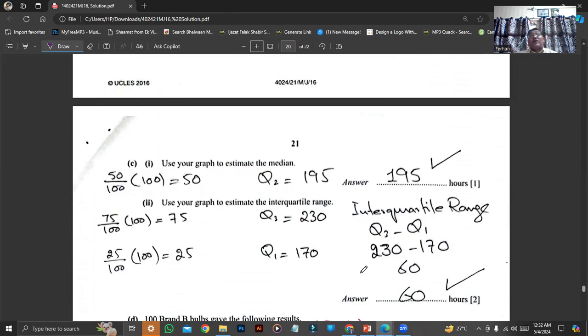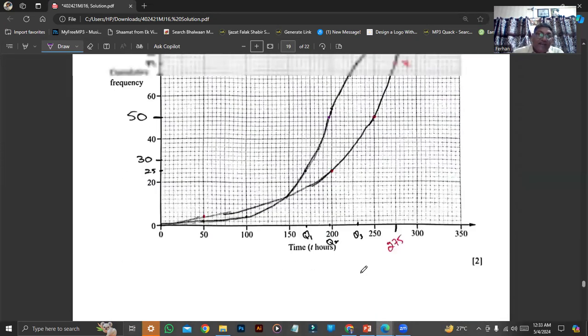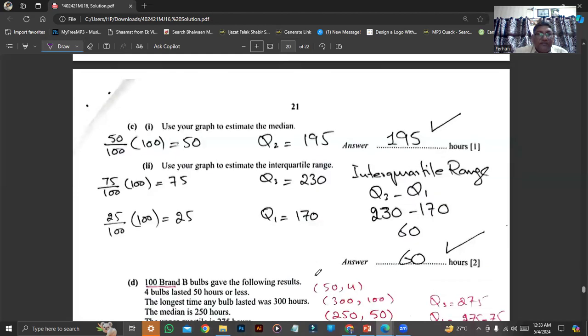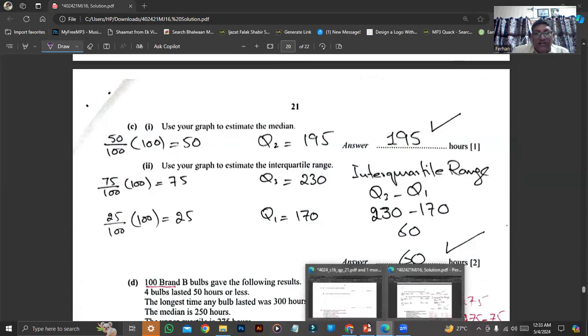Then I will find the first quartile. First quartile is 25% of the cumulative frequency, so 25 divided by 100 times 100, that is 25. So on my y-axis, I will look for the 25. From here, I will go to the cumulative frequency curve, and where I intersect it, I will check the value of x. That is Q1, and I think it's 170. So the interquartile range is Q3 minus Q1. Q3 was 230 and Q1 is 170, so when you subtract them, that is 60. This is how you find the interquartile range and the median.